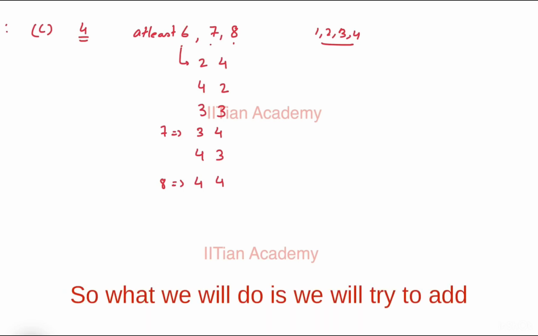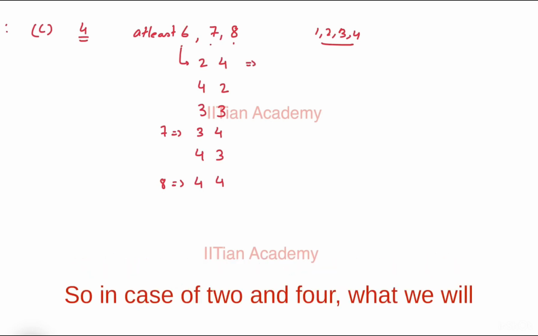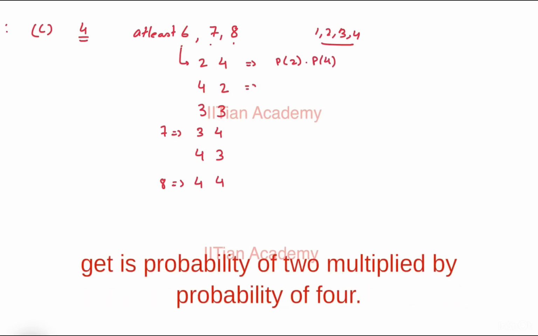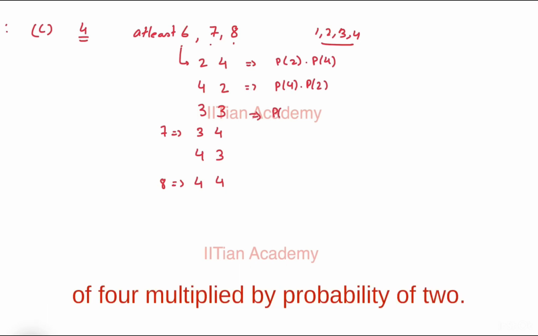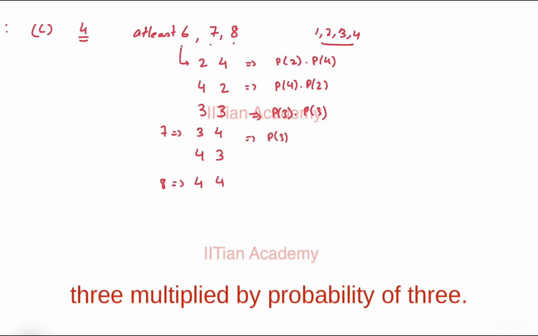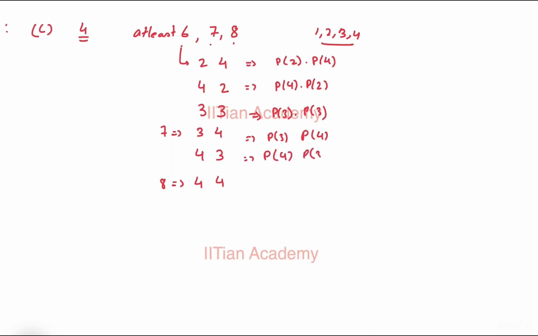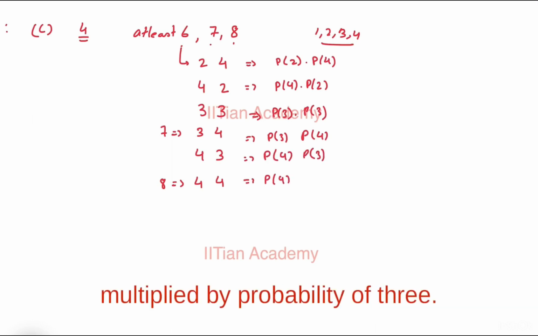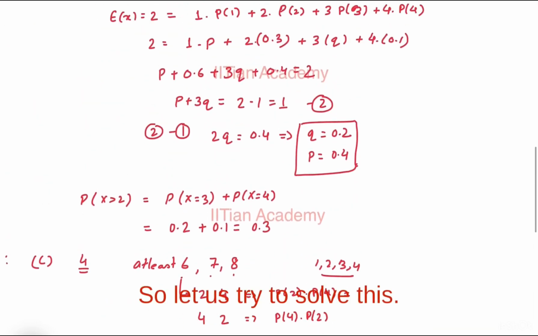So what we will do is add up the probability of all these favorable outcomes. In the case of 2 and 4, we get probability of 2 multiplied by probability of 4. In this case, probability of 4 multiplied by probability of 2. Here, probability of 3 multiplied by probability of 3. This will be probability of 3 multiplied by probability of 4. This will be probability of 4 multiplied by probability of 3. And this will be probability of 4 multiplied by probability of 4. So let us try to solve this.